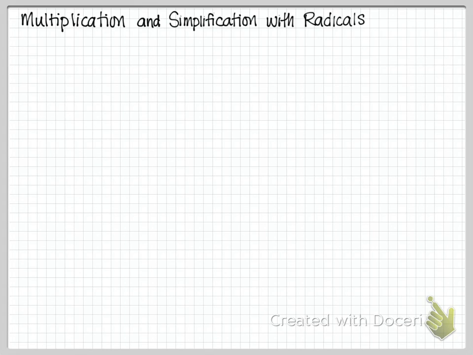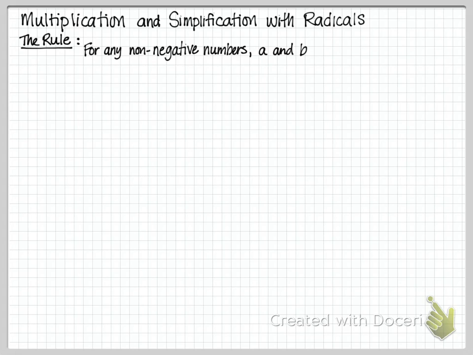In this video, we're going to study multiplication and simplification with radicals. So first of all, there's the rule. And the rule is for any non-negative numbers, now recall non-negative numbers means that they're greater than or equal to 0. So our a and our b are both greater than or equal to 0.